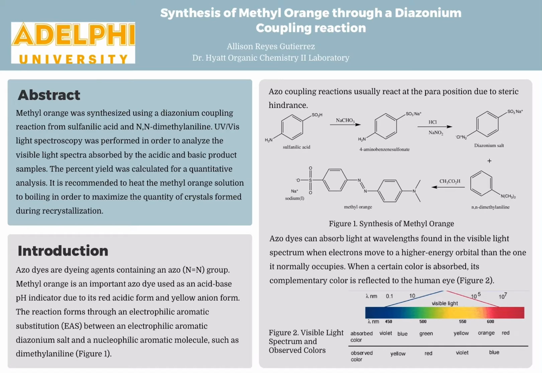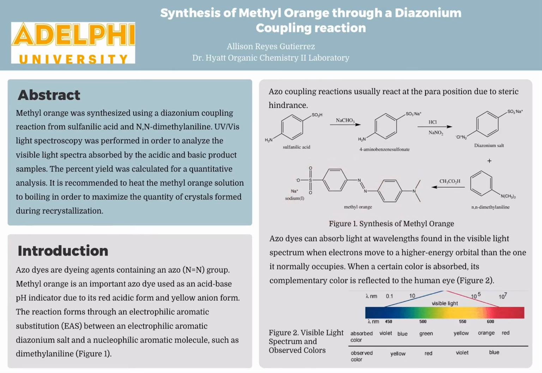Figure 1 shows a reaction of sulfanilic acid with sodium bicarbonate forming 4-aminobenzene sulfonate, which is then reacted with HCl and NaNO2 to give the nitroso ion, which then attaches to the sulfanilic acid and replaces the amine group with a nitrogen triple bonded to another nitrogen. This is then reacted with a nucleophile, which is the N-dimethylaniline, where a hydrogen in the benzene molecule is substituted for a carbon-nitrogen molecule, thus resulting in the formation of methyl orange.